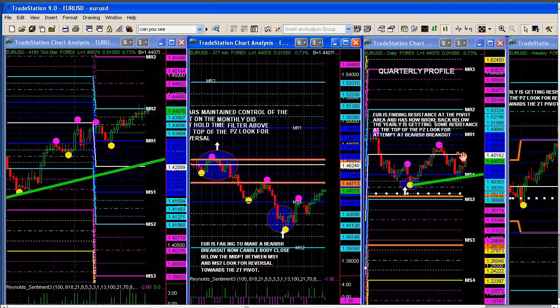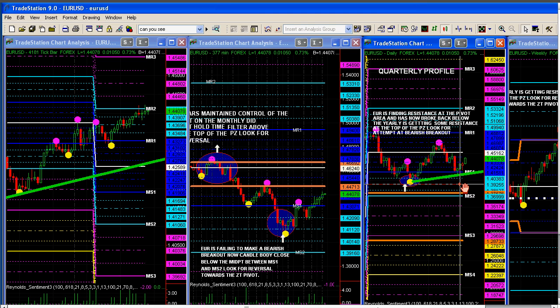The next target up is going to be 1.45162, which is the pivot on the quarterly profile right here. We got another failed bearish breakout. No candle body close below the midpoint between MS1 and MS2. The daily makes a higher close, generating the signal that this is a failed bearish breakout. It also put in a lower swing high there, and we're looking for this to pull back to the pivot of the quarterly, 1.45162. So that's our next target to the upside.